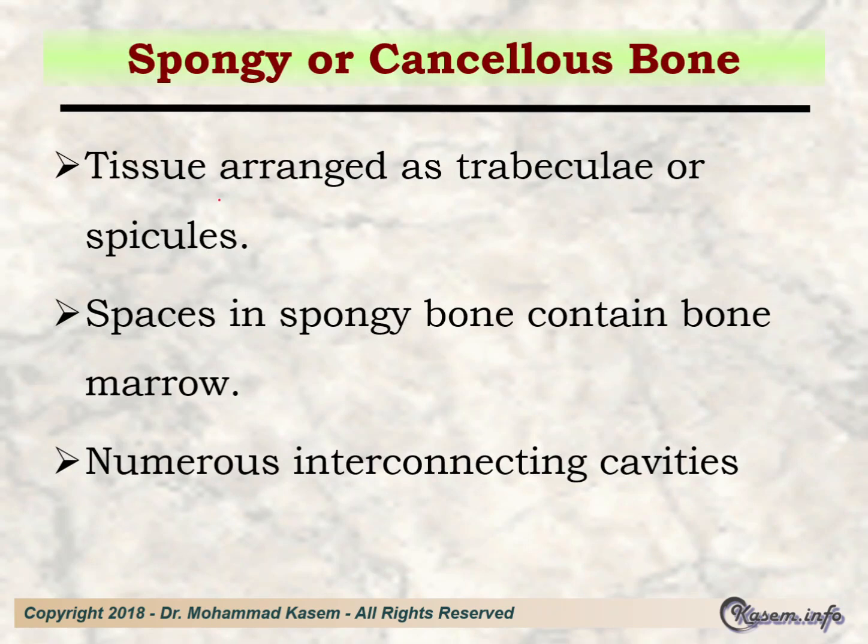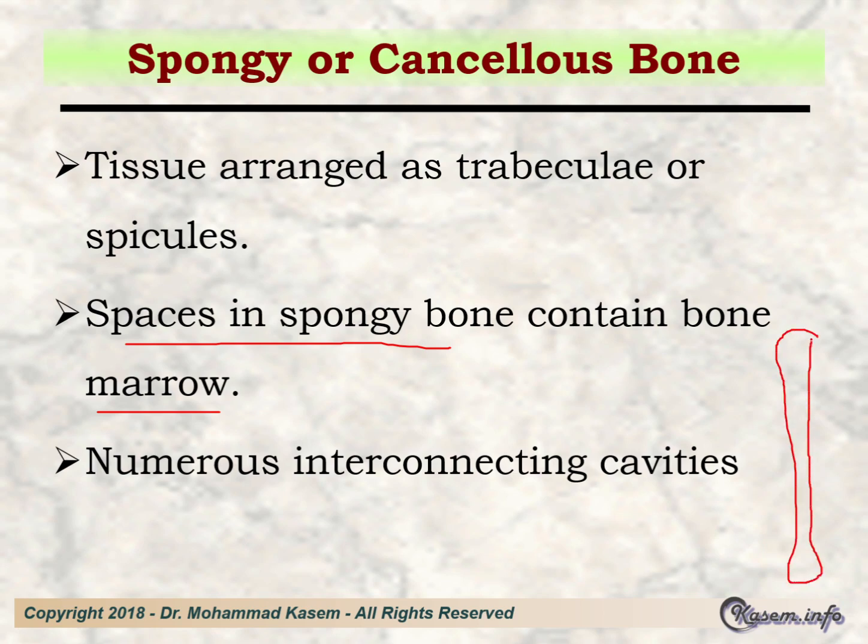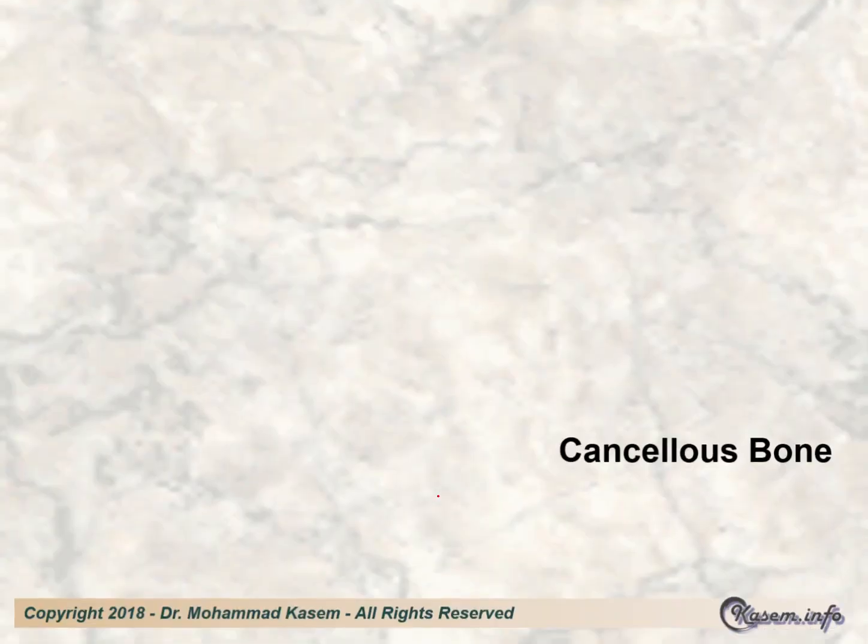The spaces in the spongy bone contain bone marrow, different from the compact bone. In the case of compact bone, they are found in long bones like this, so the cavity is continuous along the length of the bone. But here, the spaces in the spongy bone are irregular. They are anastomosing and branching freely inside the cancellous or spongy bone.